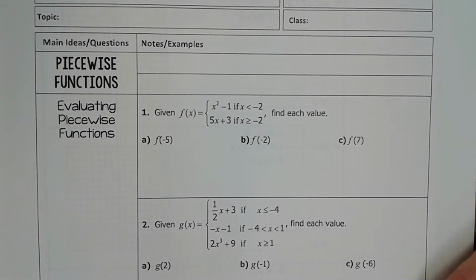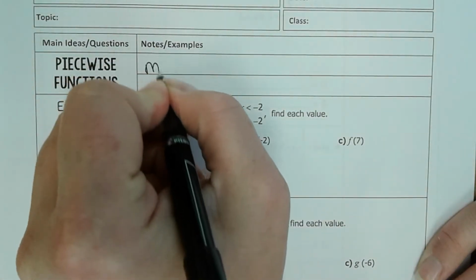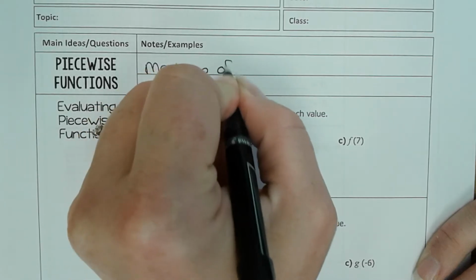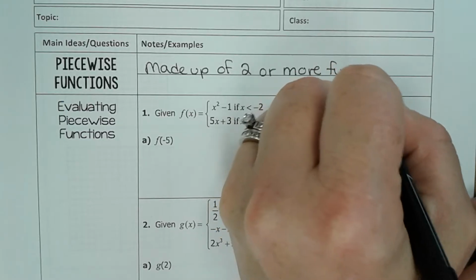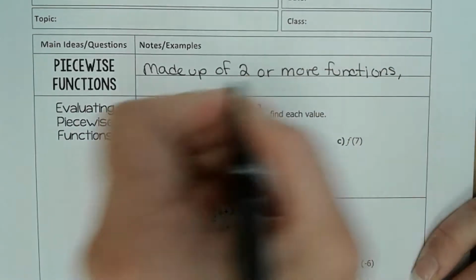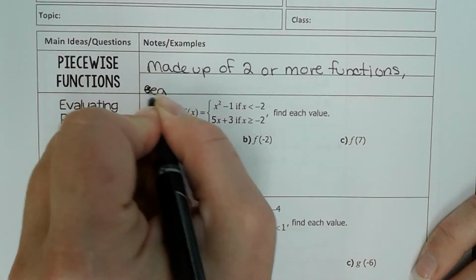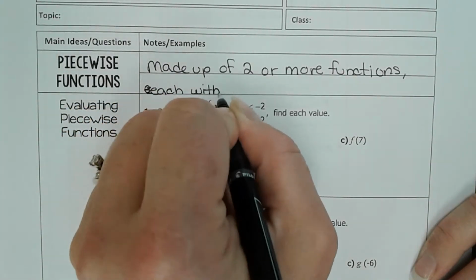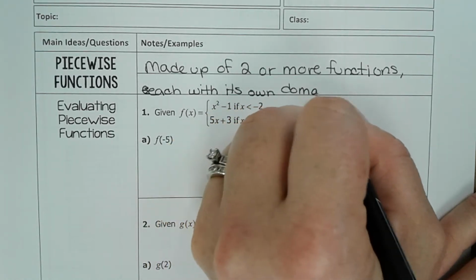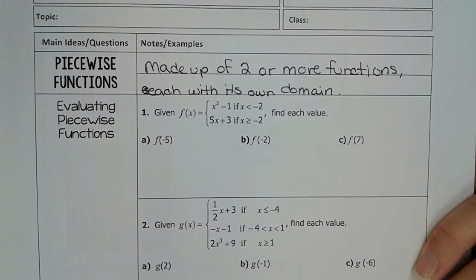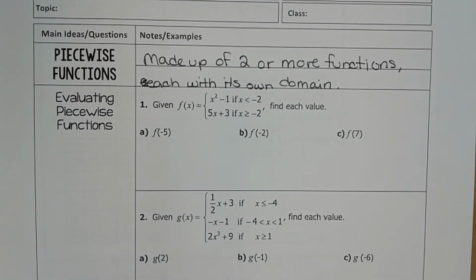Okay, so a piecewise function, we talked about this, that's made up of two or more functions, each with its own domain. So again, this is really just, we take a bunch of functions and we pick which piece of that function we're going to use, and we kind of put them together on a graph. So it'll make a little more sense as we go.